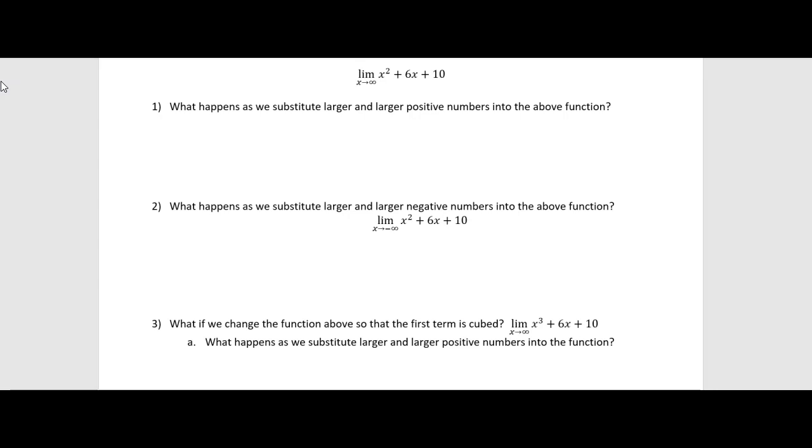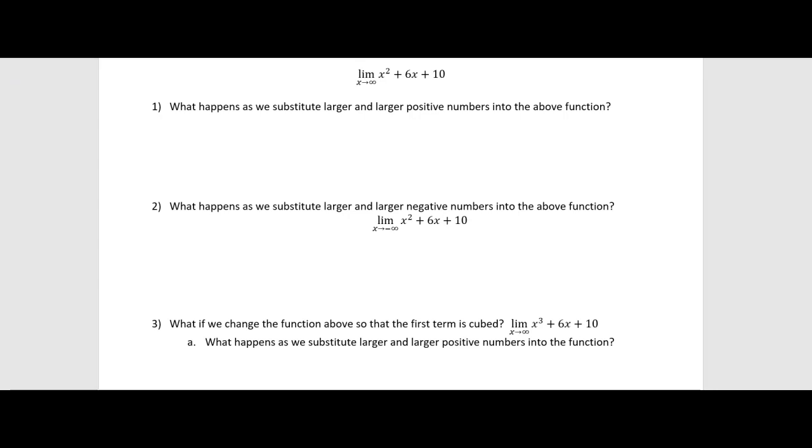Then you're also going to think for number 2, what happens as we substitute larger and larger negative numbers into the above function? And this would represent the limit as x approaches negative infinity. So I want you to think about those two questions. You don't have to come up with answers to the limits, but I just want you to think about what's going on as we change around those inputs. And then we'll talk about the relationship with the answers to what these limits would be. And feel free to experiment with your calculator, make a table if you want, or just think about it analytically.